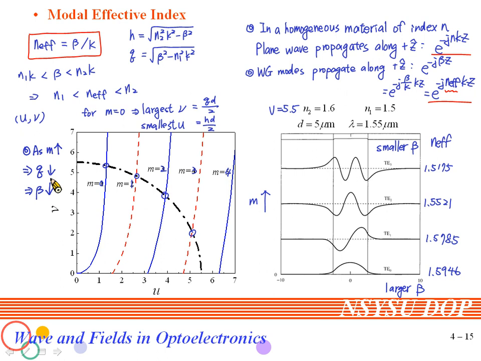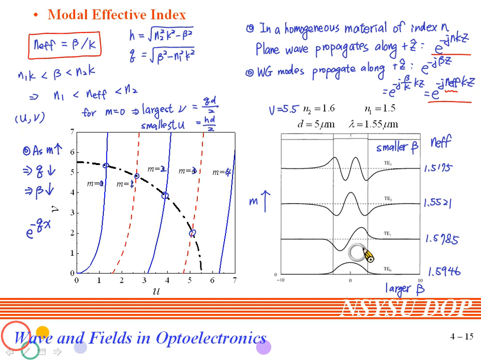And if you remember, in the cladding region, the EM field will be in proportion to exponential minus qx, right? So the decreased q means that the exponential function will decay slowly. So as we increase the mode number, the q number will be decreased and the field will decay more slowly into the cladding region.